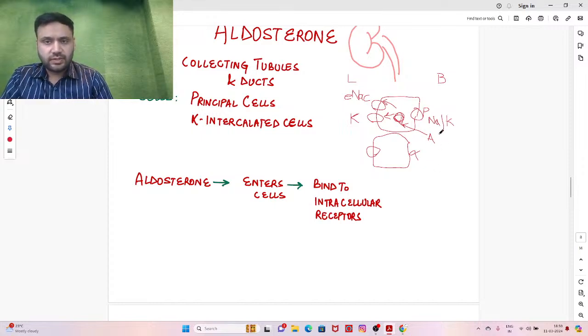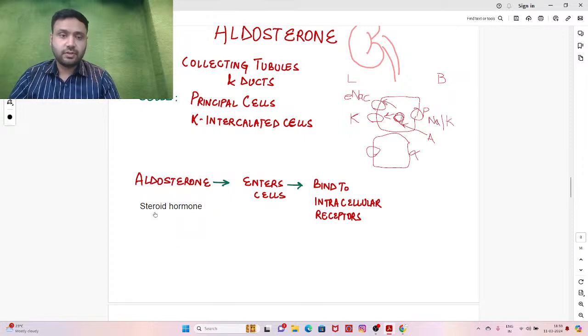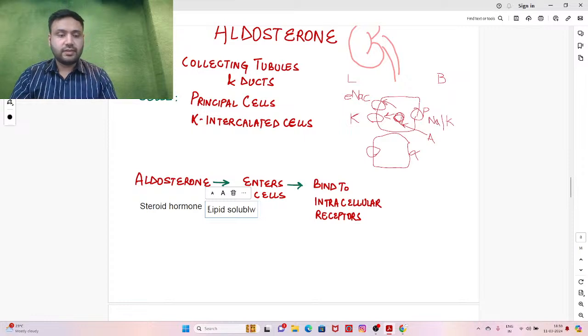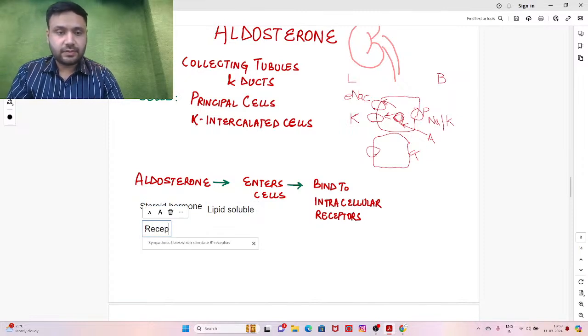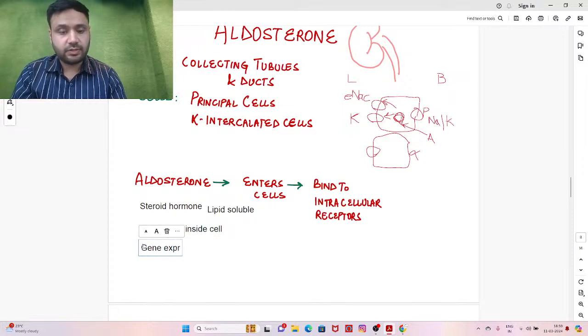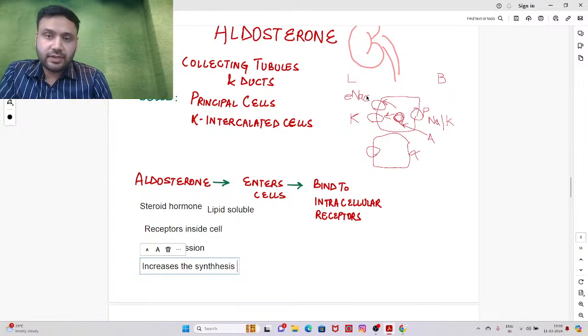And how does aldosterone enter the cells? It is because aldosterone is a steroid hormone. Because it's a steroid hormone, it is lipid soluble. So it enters the principal cell to act on receptors inside the cell, which changes gene expression. And what does it change? It increases the synthesis of three channels, which are epithelial sodium channels, potassium channels, and the sodium potassium ATPase pump.